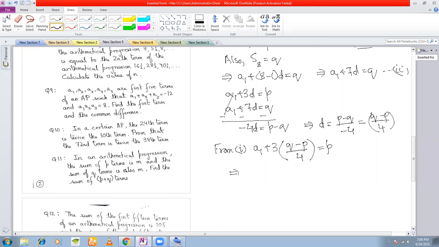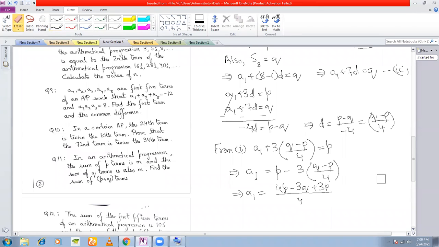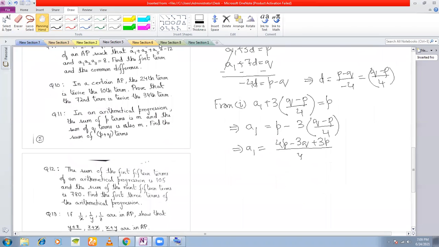So what is the value of A1? A1 here is P minus 3 times (Q minus P) by 4. Now I take the LCM. That means A1 is equal to, taking the LCM, 4P minus 3Q plus 3P. So A1 you are getting as 7P minus 3Q divided by 4.